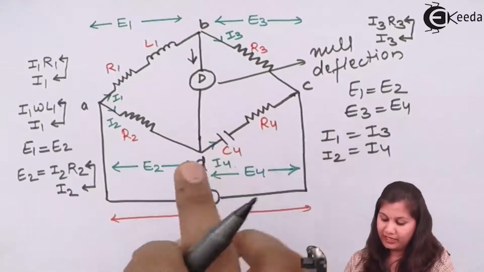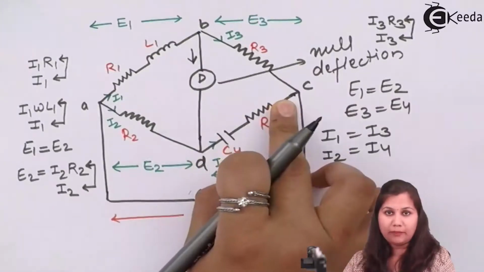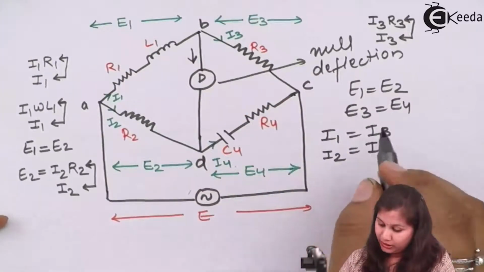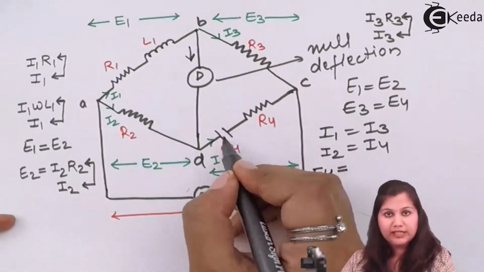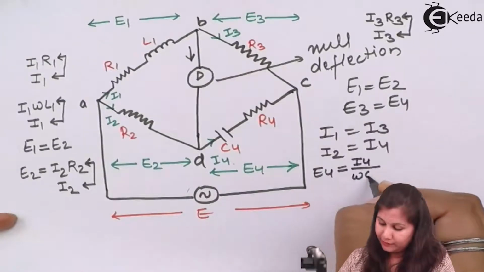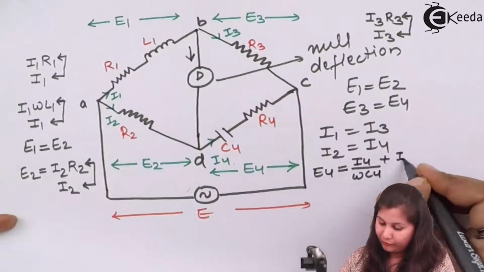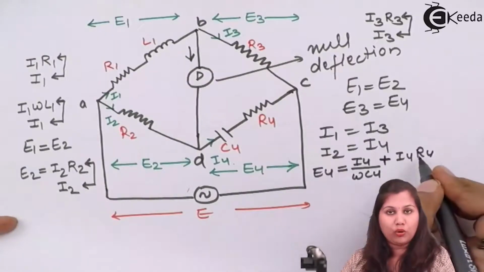Across C4 we have the current I4. Current will be the same in the series combination. So E4 is equal to the voltage drop across this capacitor, that is I4 upon omega C4, plus I4 R4. It will be the sum of these two voltages.